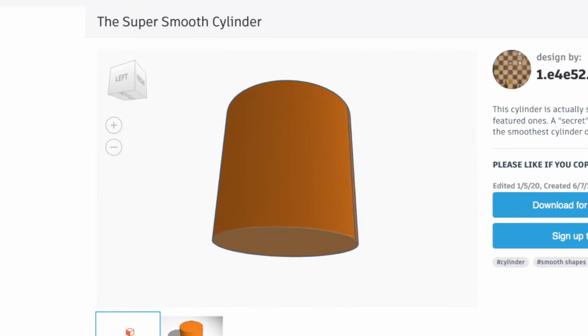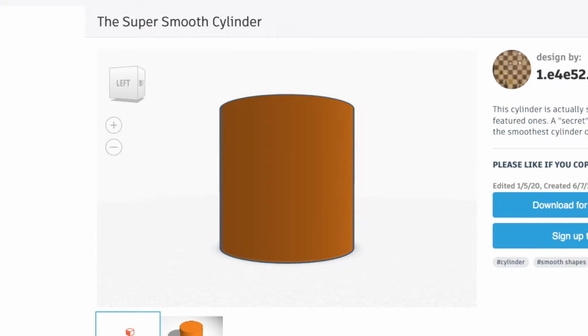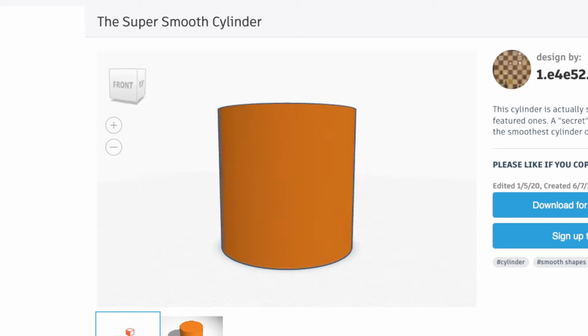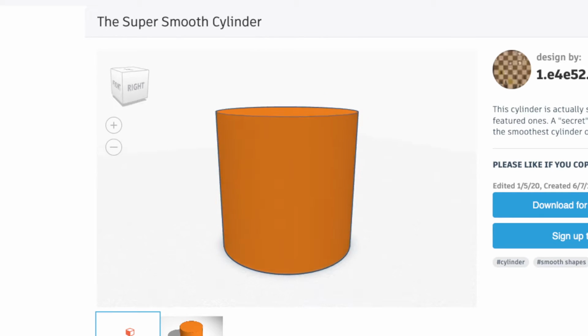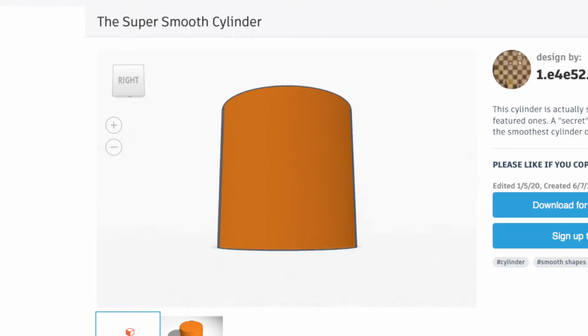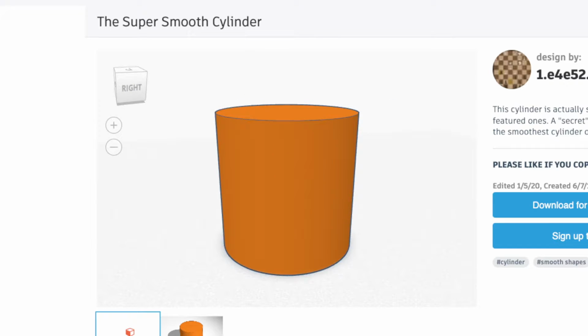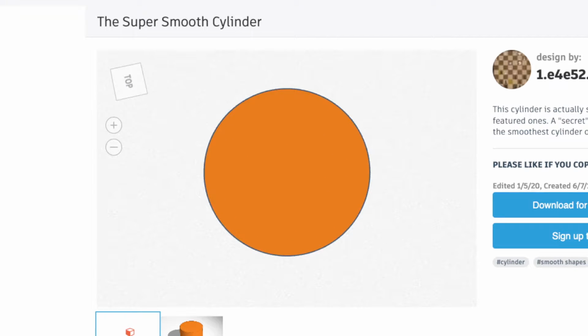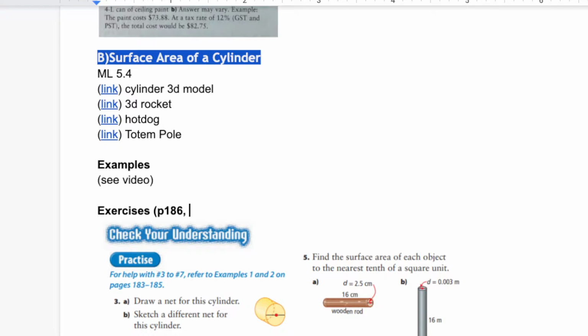And we also need to look for the area of this rectangle, which requires the width and the height. The height would be the height of this, and what would be the width of this rectangle? It's going to be the perimeter, right? So let's take a look at an example from the book, and we'll be able to see that better.